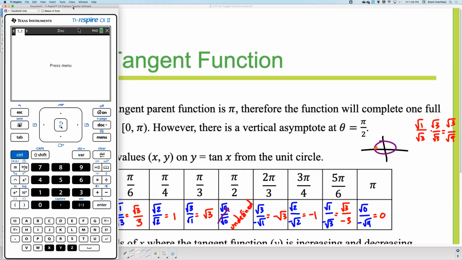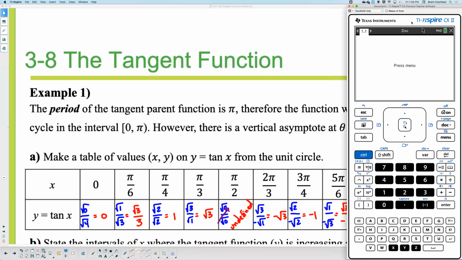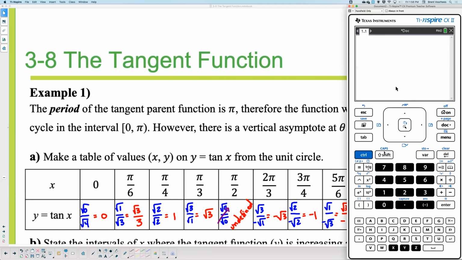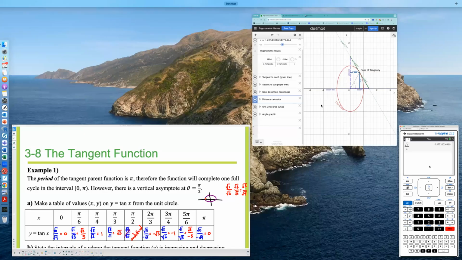Where's my calculator? Square root 3 over 3. Let's get that as a decimal. What is square root 3 divided by 3? That is 0.57. Let's just say 0.6. We're going to graph that approximately 0.6.